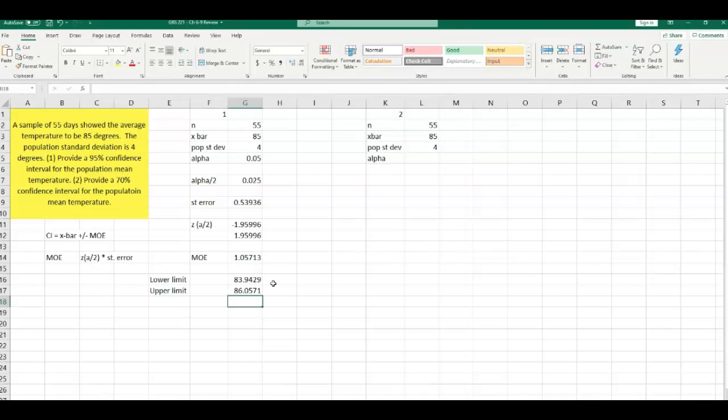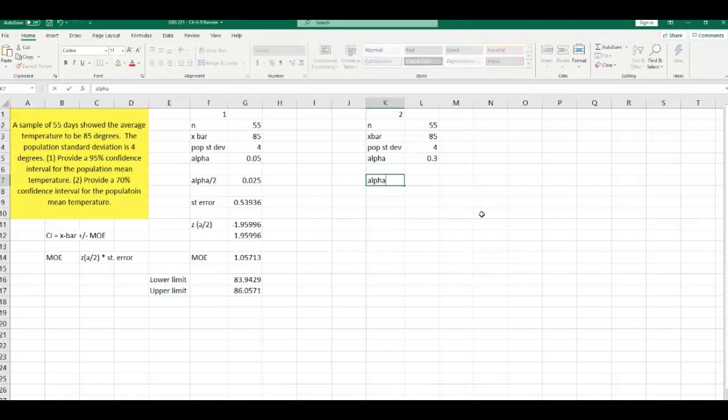So now let's take a look here at part 2 and figure out how this changes when our confidence level changes. Right? In part 1, our confidence level was 95%. Here in part 2, it's only 70%. So our n, our x bar, and our population standard deviation, all of those were the same. Our alpha is where this all changes. Right? So our alpha was 1 minus our confidence level. So here in part 2, 1 minus 70% gives us 0.3. Right? So 0.3 will be our alpha.